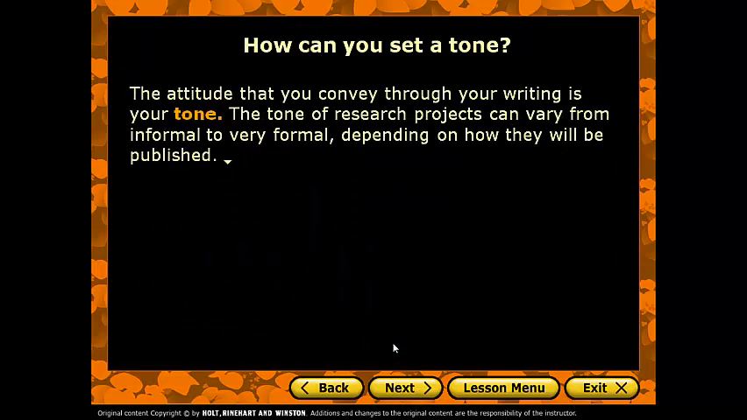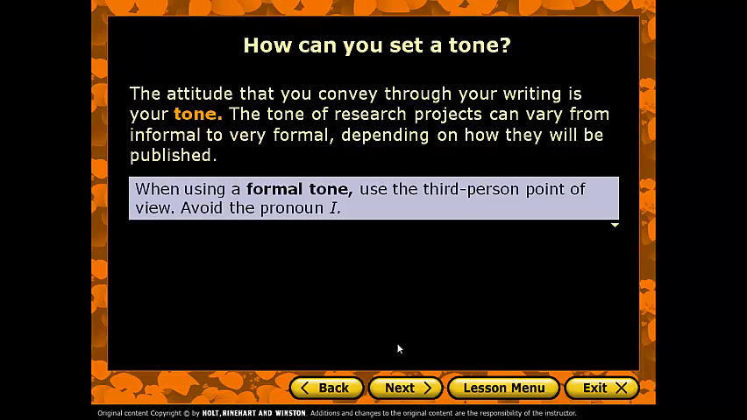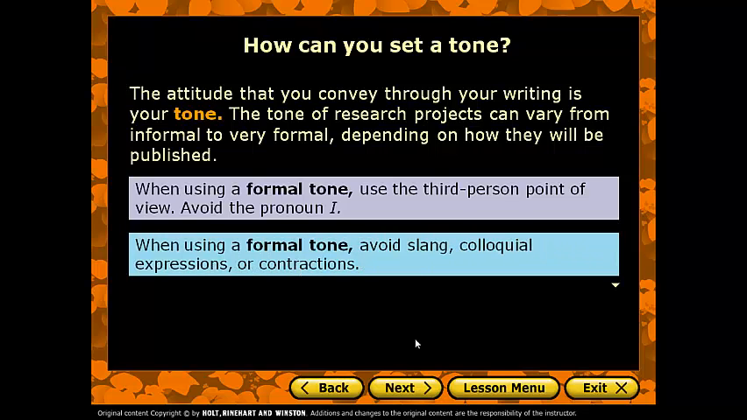So we've looked at purpose, we've looked at publication, we've looked at audience, and now we're going to look at tone. Tone is the attitude that you convey through your writing. The tone of a research project can vary from very formal to very informal depending on how it's published. When using a formal tone, use a third-person point of view and avoid the pronoun I. When you're using a formal tone, you avoid slang, colloquial expressions, and contractions.